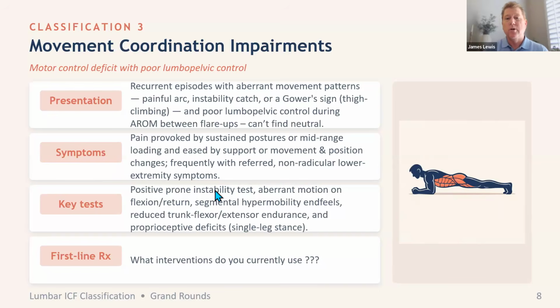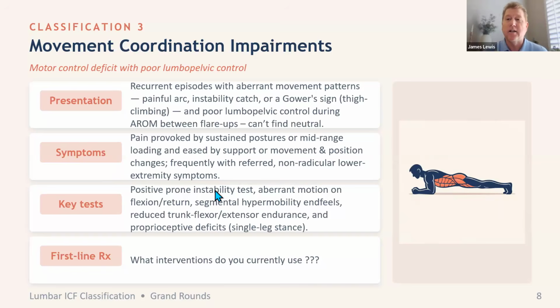If they're going through flexion and extension, just for your screening, they have a hard time stopping at neutral. Sometimes they'll overshoot it and come back. Or if they go side bending, they'll have a hard time. Sometimes they'll come back, they'll overshoot that neutral. So really just poor movement control, poor proprioceptive ability.